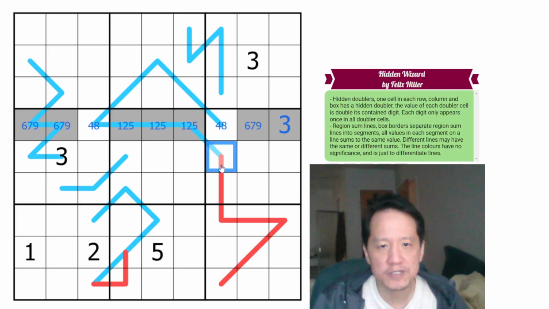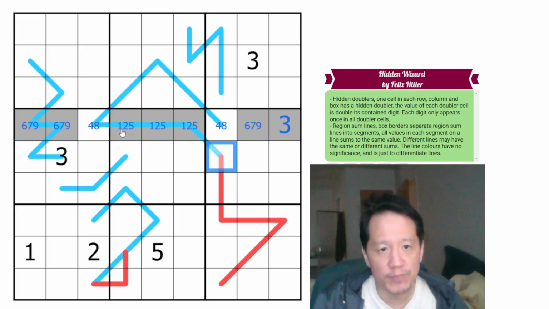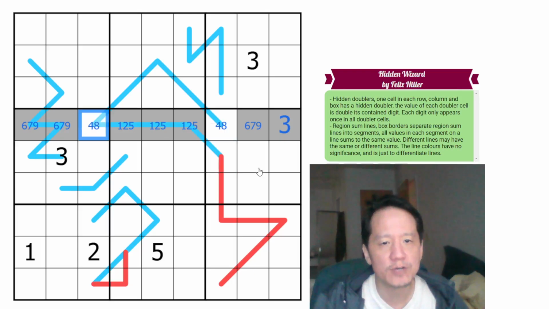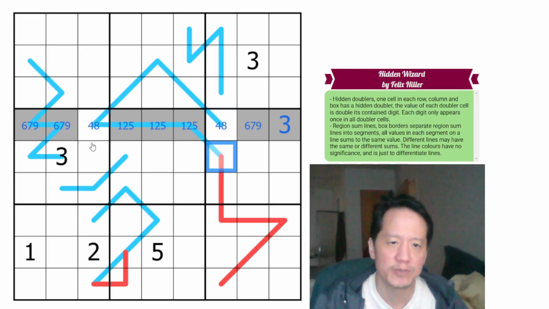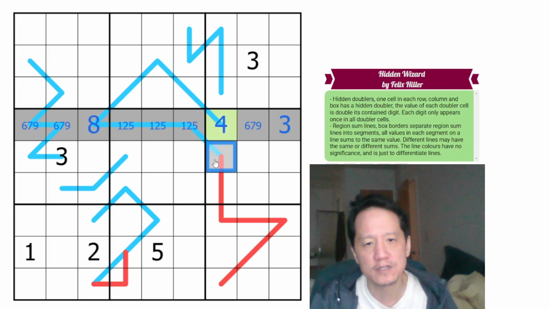This is also one cell, and it's the same as that. And if both of these were doubled, the problem is that they would have to be the same value doubled, right? Because this is the same value as this, and if these are both doubled, this would have to be 8, and this would be 4 doubled, and then this would be 4 doubled. But that's not allowed by the hidden doubler rules. So these cannot be the doublers, therefore this has to be the doubler, and it's 4. So this is 4, this is 8, this has to be 8.